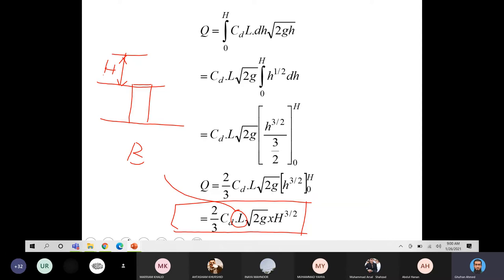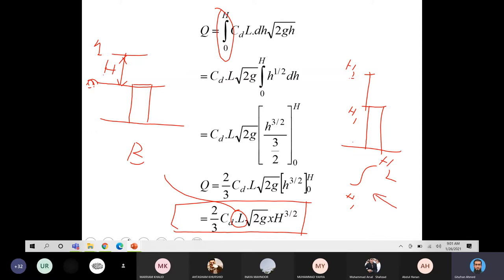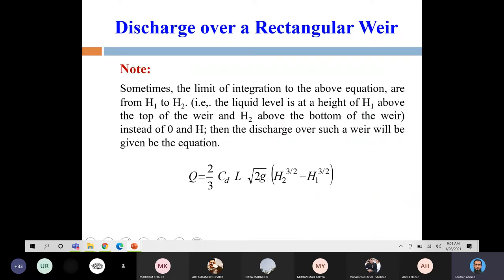Okay, so it is basically just like 0 and 1. As we took the integration from 0 to h1, if we have different heights, let's say this is h1 and this is h2, then we need to integrate from h1 to h2. If we need to integrate in this case, then the formula would be like this. However, H2 minus H1 is basically equal to H.